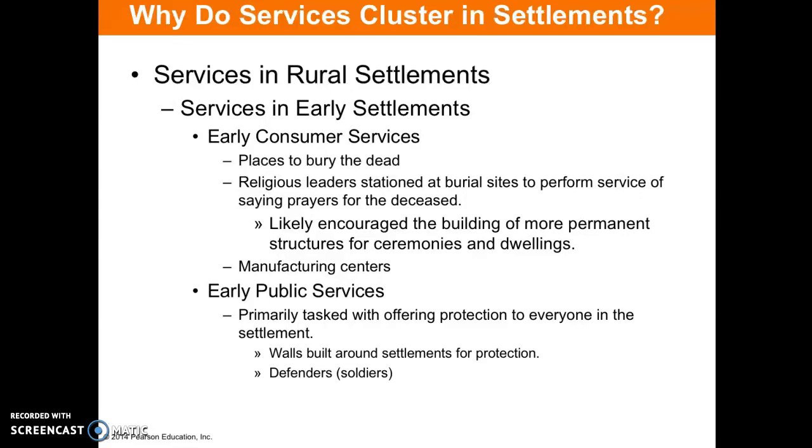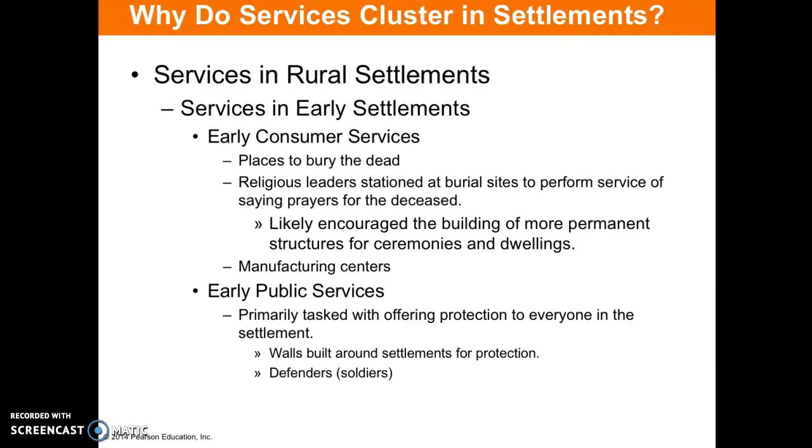And we also had manufacturing centers, even though they wouldn't be giant factories like we have today. You might have a pottery making center or a blacksmith making tools, leather workers, tanners. A lot of times to cure leather, they would use urine, so tanners would be outside of the city, and most people wouldn't want to do that at home.